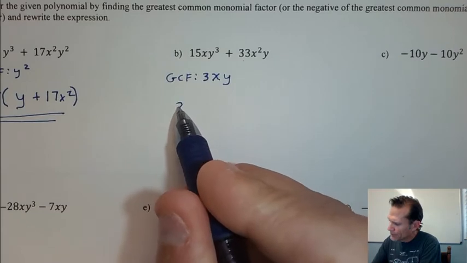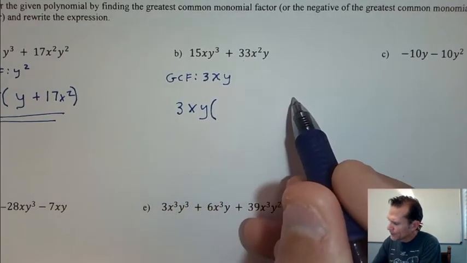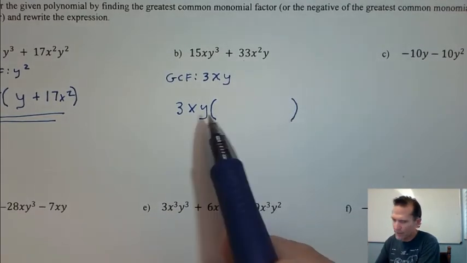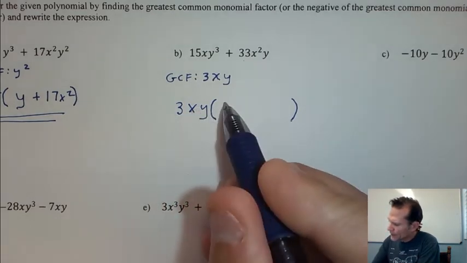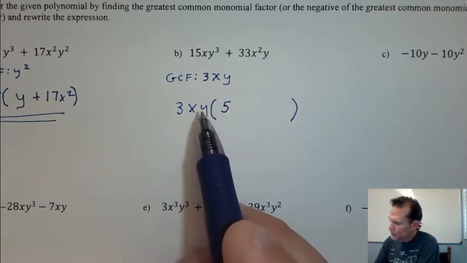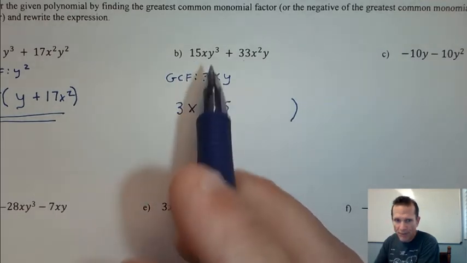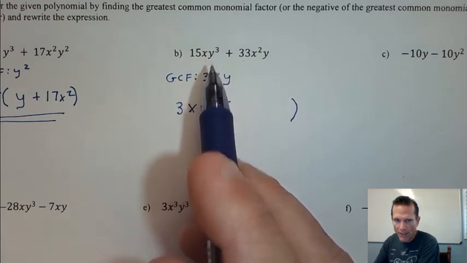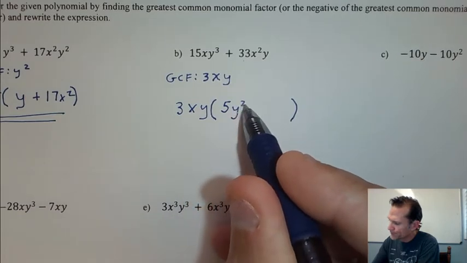I'm going to write my GCF down out front, and I'm going to leave a space to complete this parenthesis here from factoring out the GCF. Okay. So let's see, I put a 5 here because 3 times 5 equals 15. I've pulled out this x, and I pulled out one y, a y to the first, so I'm going to have 2 y's left there.